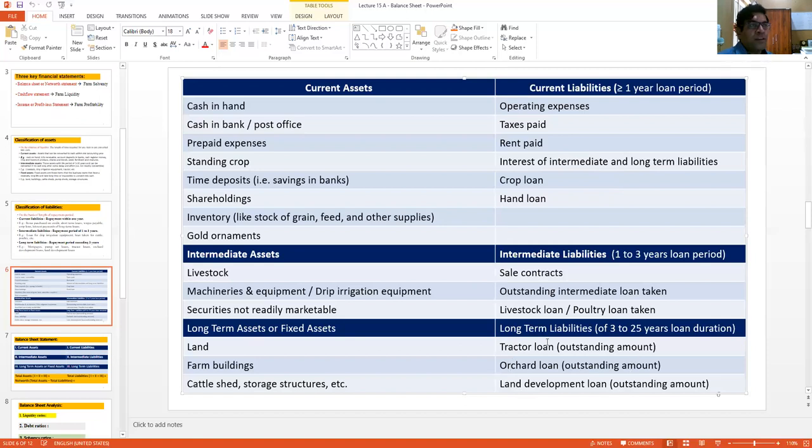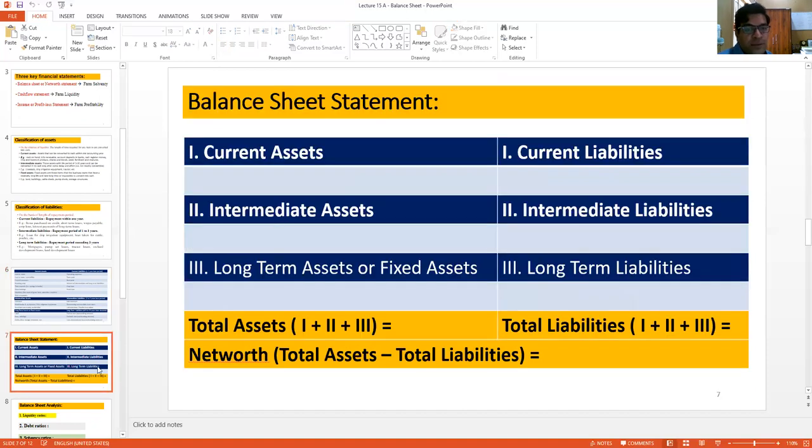So if I give you the problem in a practical examination or in a theory examination, right, what you're supposed to do? You should take note of all these items. Then you have to identify those items, and then you should categorize where you have to position the data. Because at the end of the day, you're going to present a tableau statement, right? This is the balance sheet statement, a tableau statement where we have current assets, intermediate assets, long-term assets. Similarly, we have current liability, intermediate liability, and long-term liability.